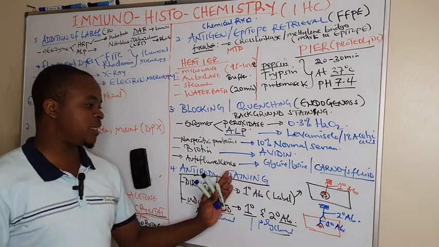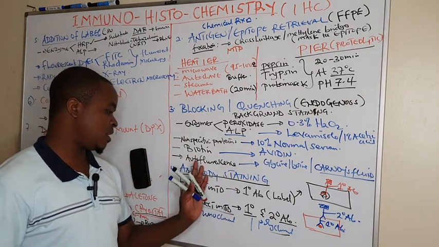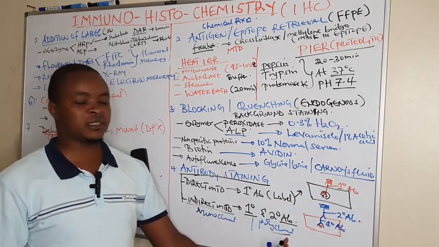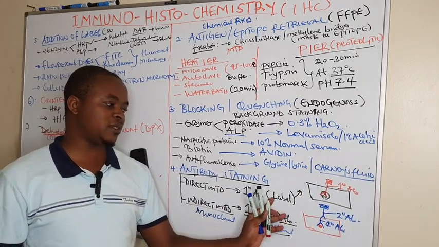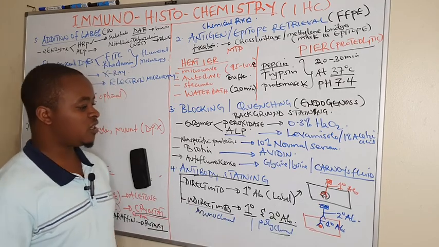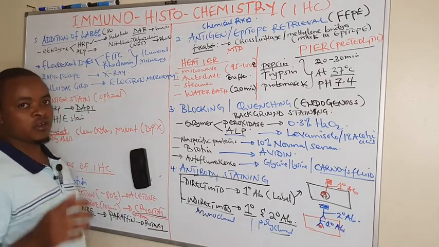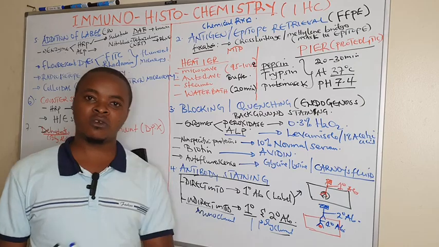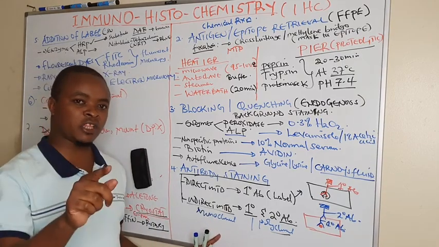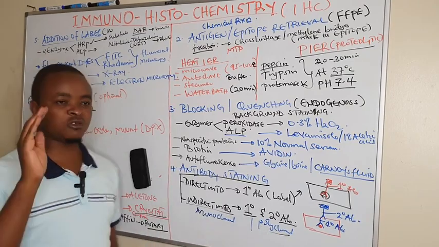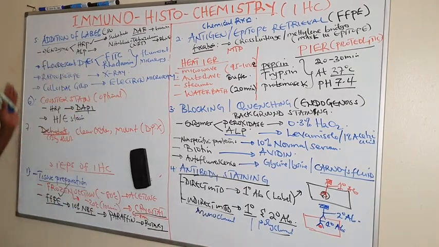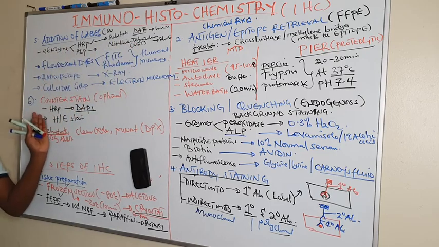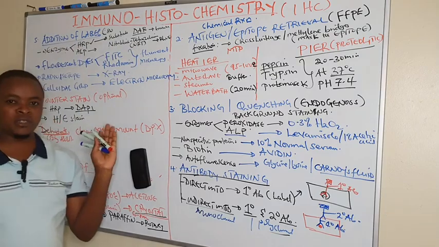Then we have seen antibody staining, which has 2 methods, direct and indirect. The advantage of the direct is that it is quicker. The indirect takes time, but it is more sensitive than the direct. We even drew diagrams to see how they look. And we have seen different types of antibodies used, monoclonal or polyclonal. Monoclonal binds to a single epitope, polyclonal binds to different epitopes. Then we have looked at different labels and the compounds used. Then we ended with counterstaining and mounting.